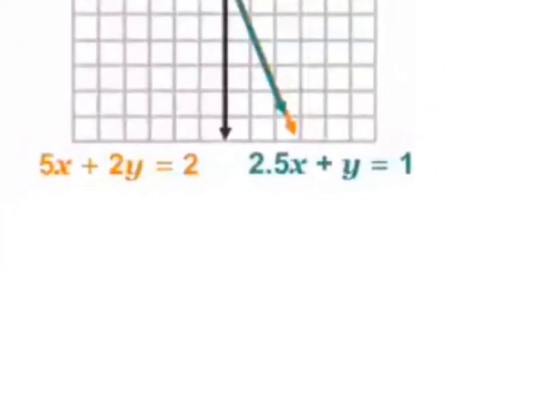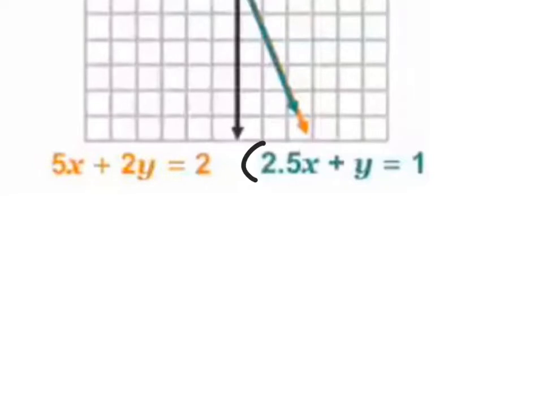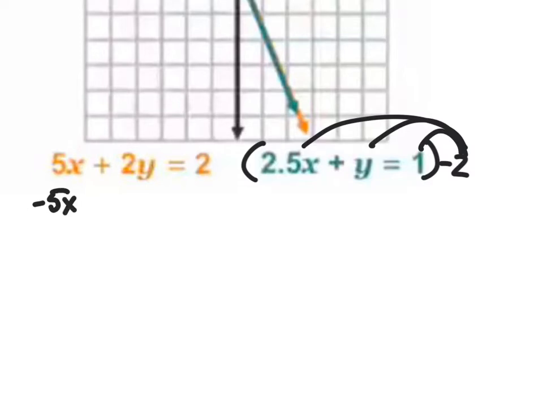I'm going to eliminate my y value, and I'm going to multiply this whole entire equation by negative 2, because I see I have a 2y here, and I just have a single y here. Multiply everything by negative 2. Now if I multiply that all out, this is what we'll get. Negative 2 times 2.5 is negative 5x. Then y times negative 2 gives me negative 2y. And then negative 2 times 1 just gives me negative 2.